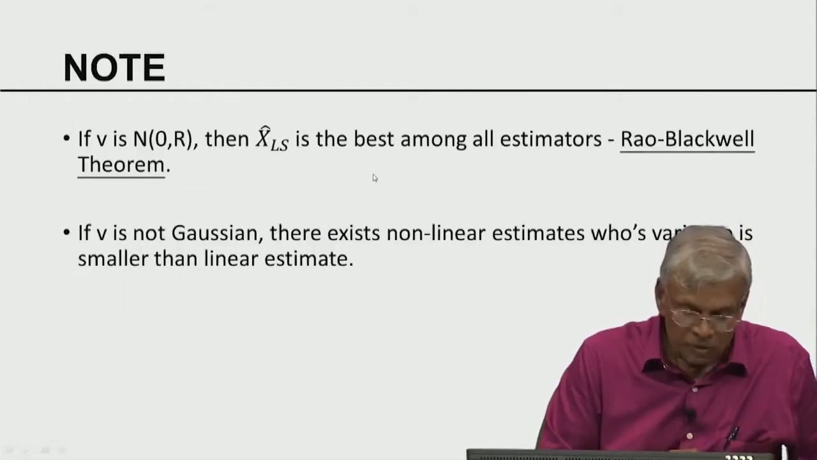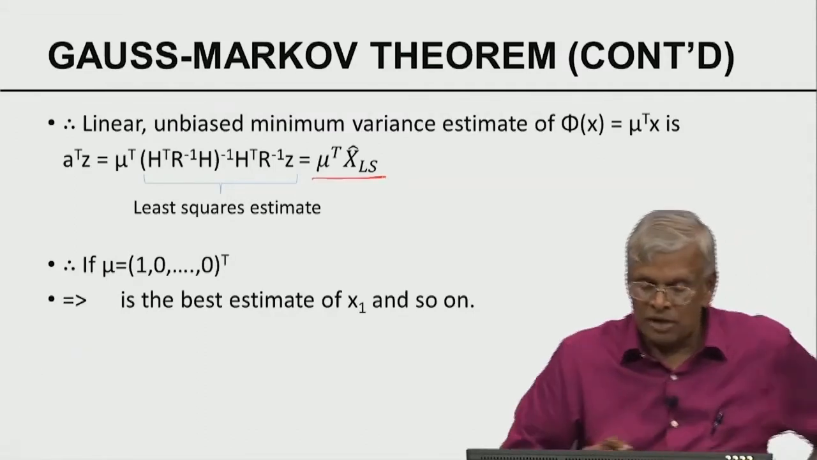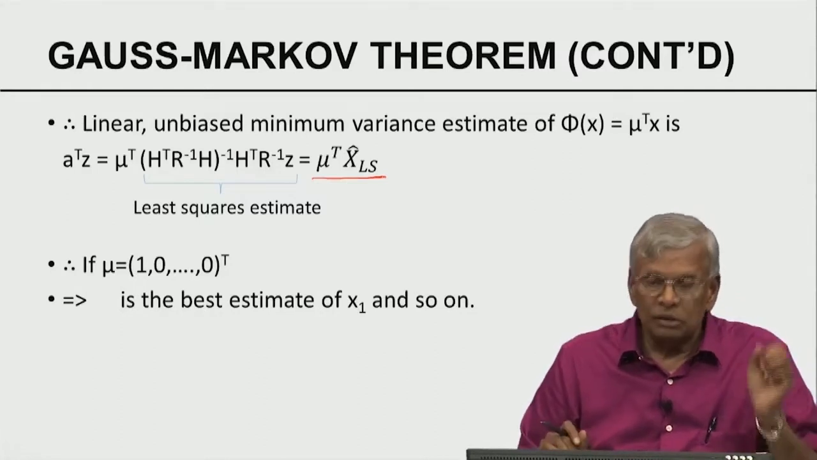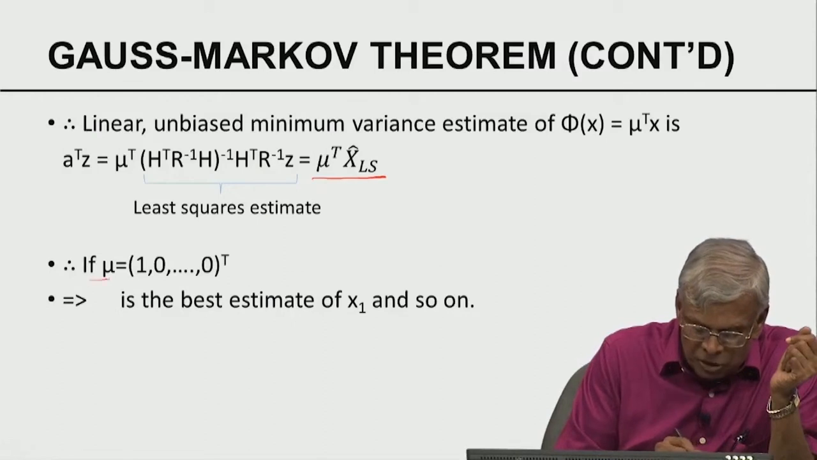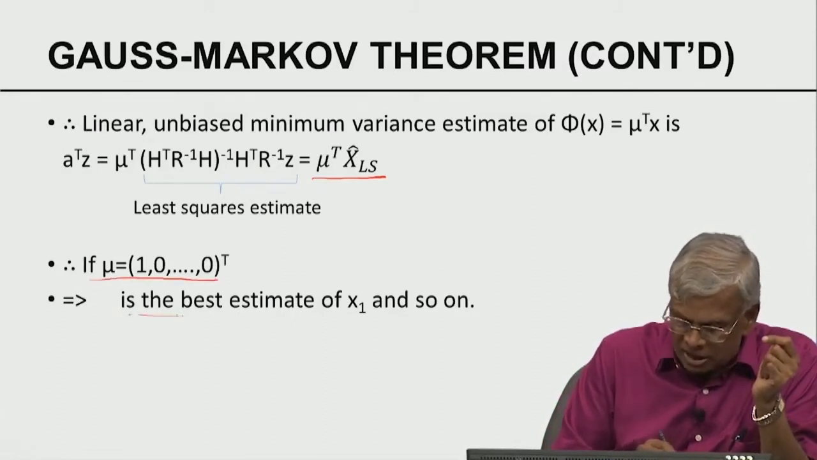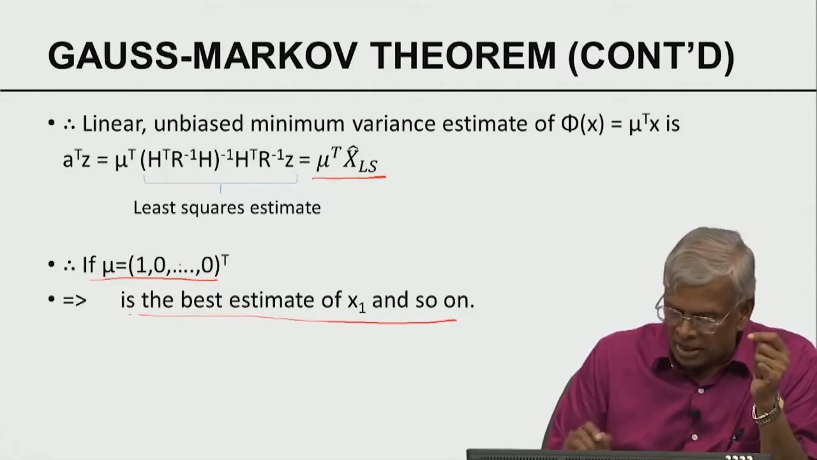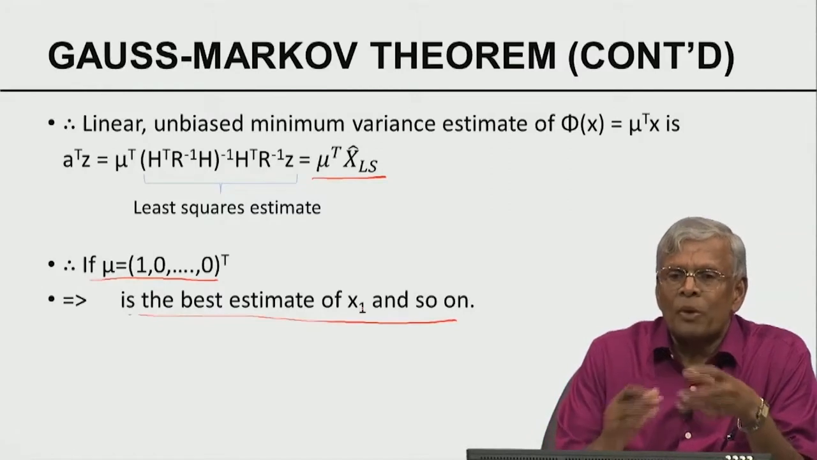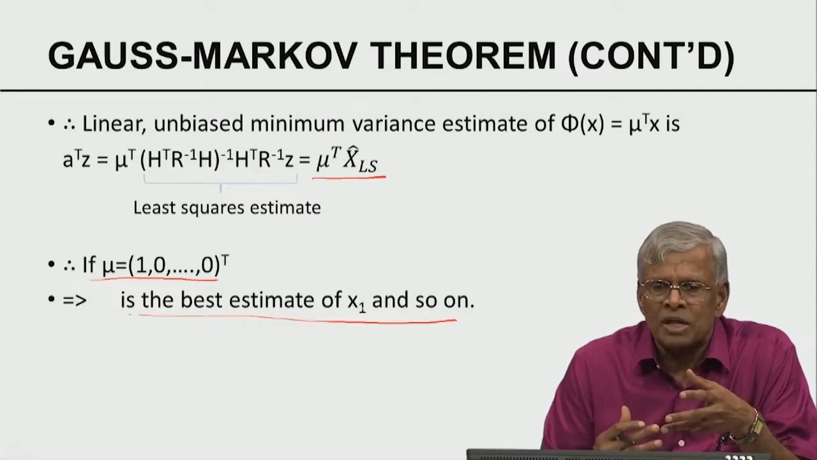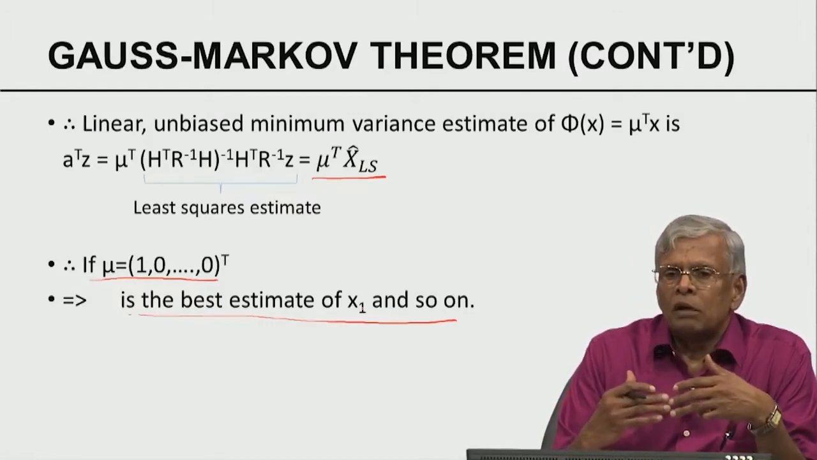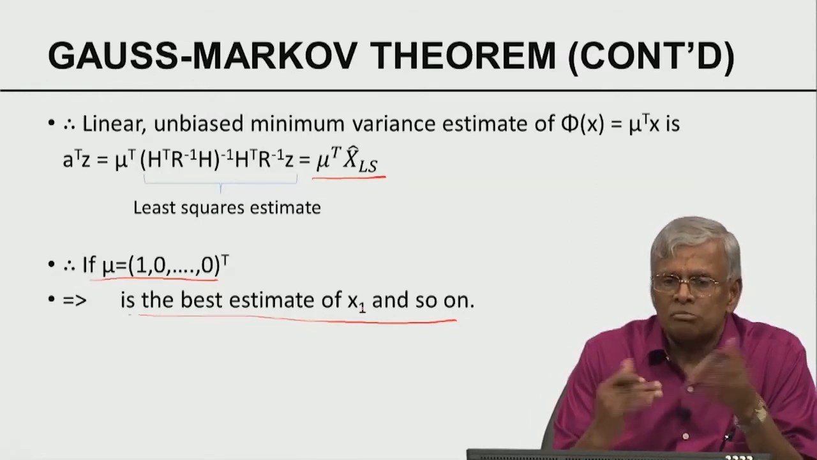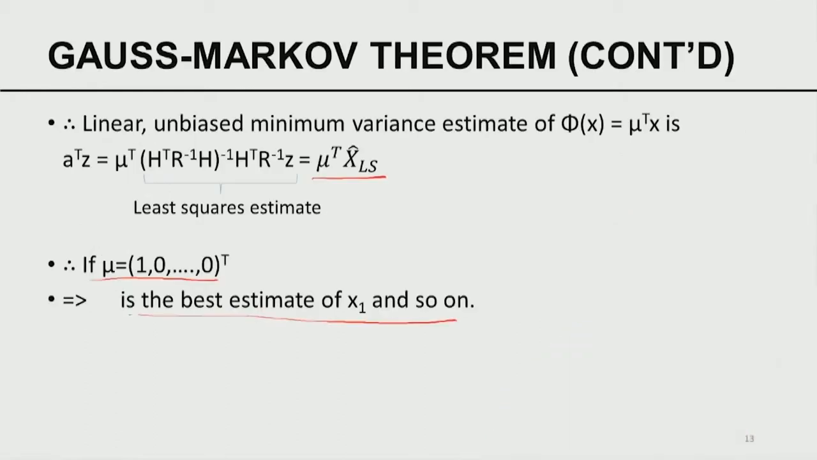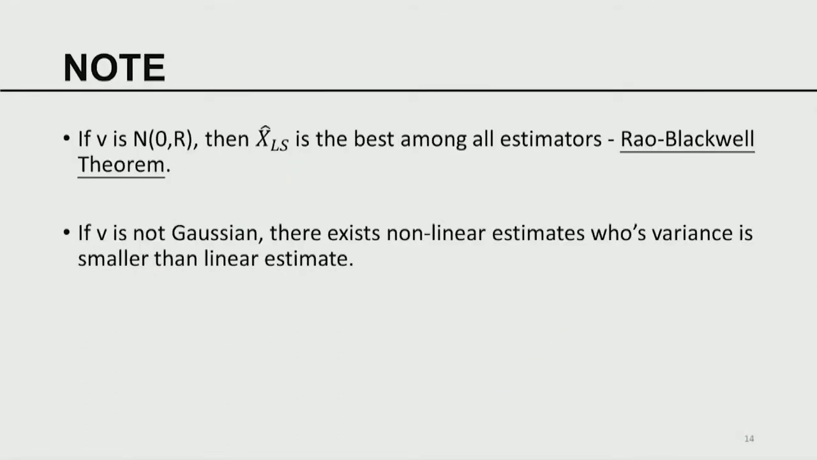So mu transpose Z, that is the structure of the estimate that comes out. So if I pick mu to be 1 0 0 0 0, I get the best estimate of x1. If I pick 0 1 0 0 0, I get x2, and so on. So by this formulation, I can estimate any component of x. I can estimate all components of x, and the properties of the estimate are BLUE. That's the basic idea of the setup.